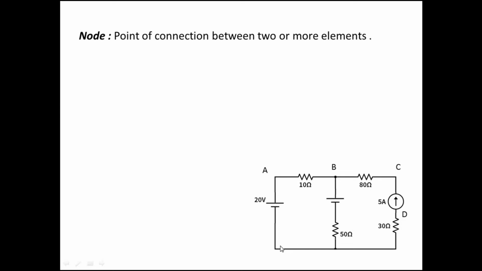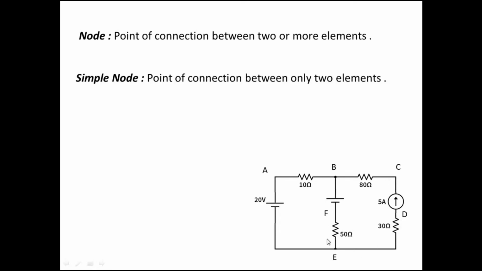And if you are looking here, this point is formed by interconnecting 50 ohm, 30 ohm and 20 volt, so it is another node. And here there is an interconnection between this element and this element, so it is another node. So the nodes are A, B, C, D, E, F.